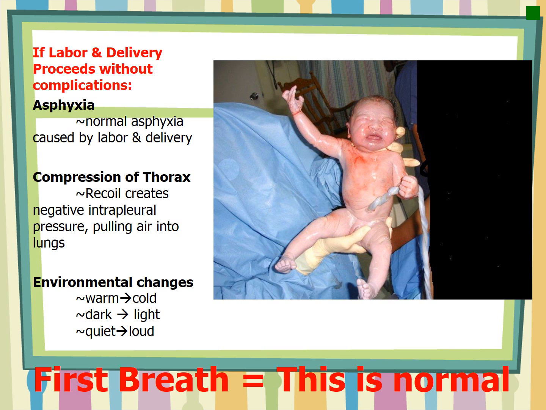If labor and delivery proceeds without any complications, we're going to talk about the normal birthing process and what happens to the baby. So if normal labor and delivery occurs, all of these things are going to occur. The first thing is asphyxia. This is normal asphyxia, which is caused by labor and delivery. As the baby passes through the birth canal, blood flow to the fetus is disrupted, which causes a decrease in the PaO2. These stimulate the chemoreceptors, which in turn stimulate the respiratory center in the brain to signal the muscles to perform the actions necessary for the first breath.